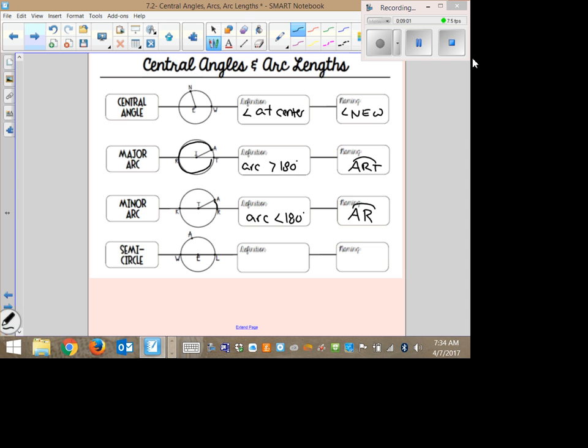And then lastly, a semicircle. We want to go that direction. So that is an arc equal to 180 degrees. So we can call that arc WAL. So again, don't forget your arc symbols. See if you could do that without your notes.